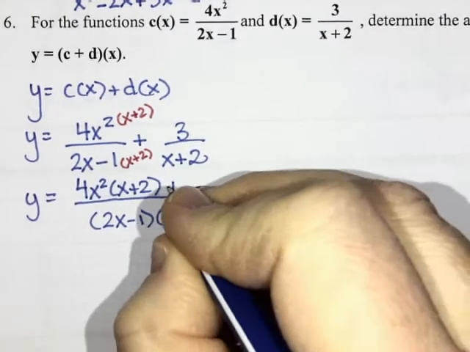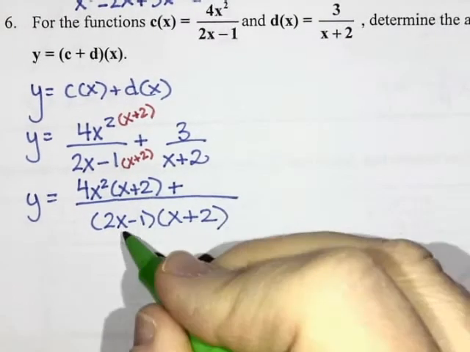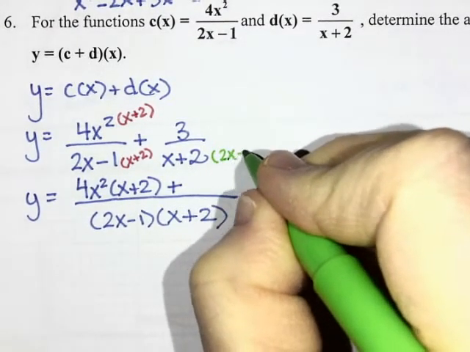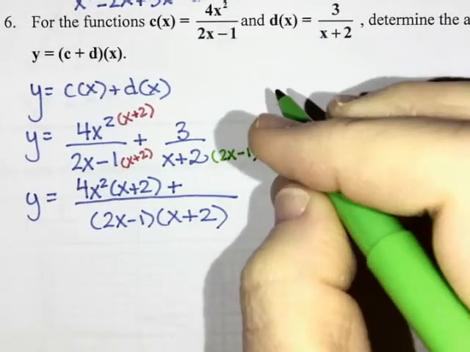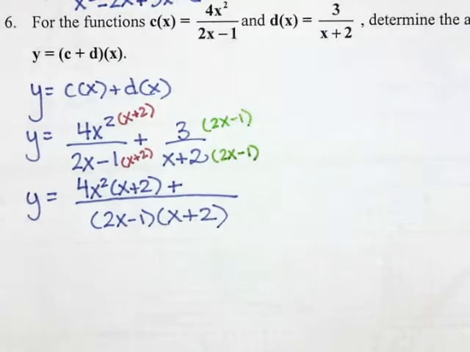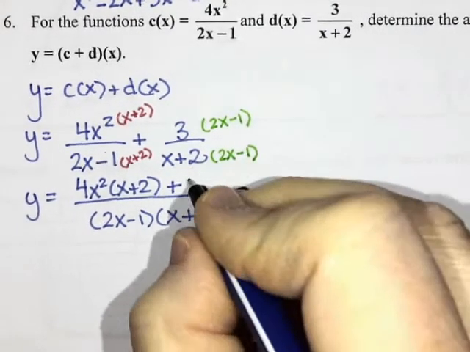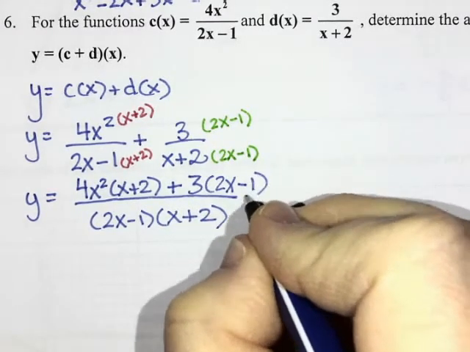Plus. All right, for my second fraction, I had an x plus 2 in the denominator. What we're missing is the 2x minus 1. So I am going to multiply the denominator by 2x minus 1. And whatever you do to the denominator, you need to do to the numerator. So I'm going to get 3 times 2x plus 1. That's right, 2x minus 1.